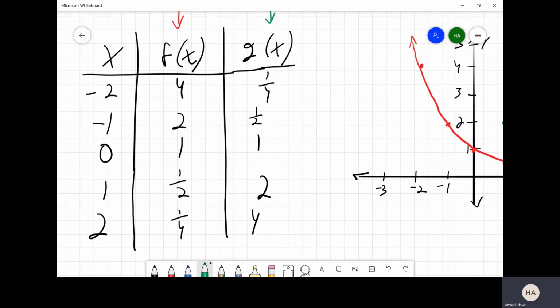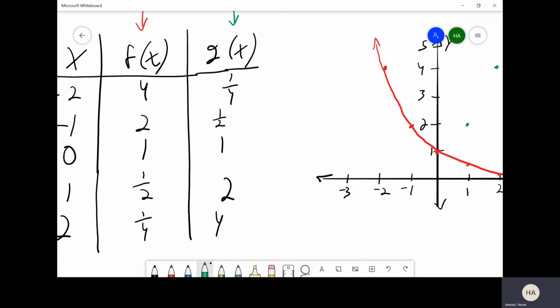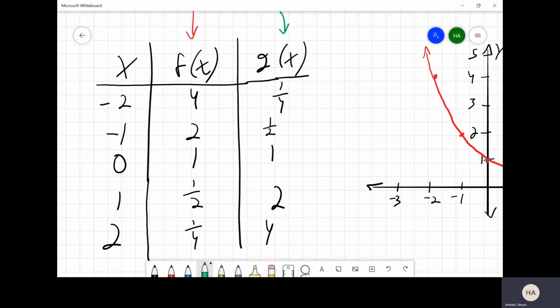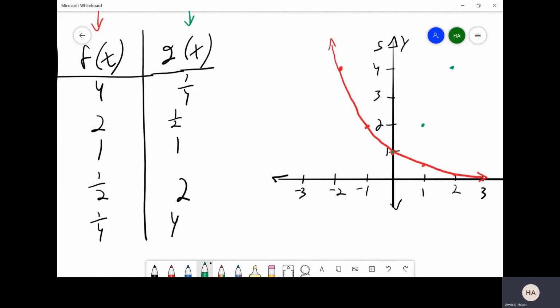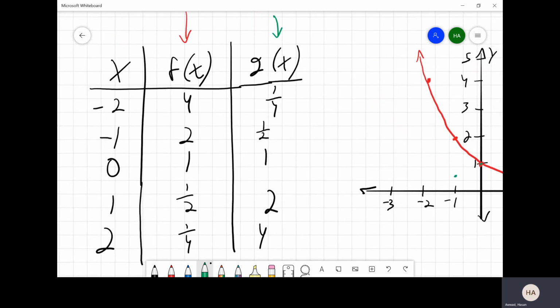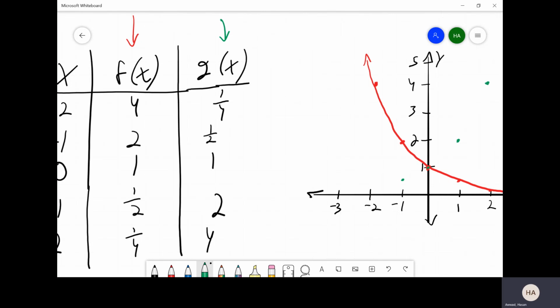Next up, we're going to have 0, 1. So notice we get the same point here. So I'm just going to put a little green dot in the middle of it. But we know that 0, 1 is also going to be a point that we have in common with f of x. And then we have -1/2. So -1/2 is going to be right about here. And last but not least, the one that I was going to start with, -2 and 1/4, that's going to be approximately right about here.